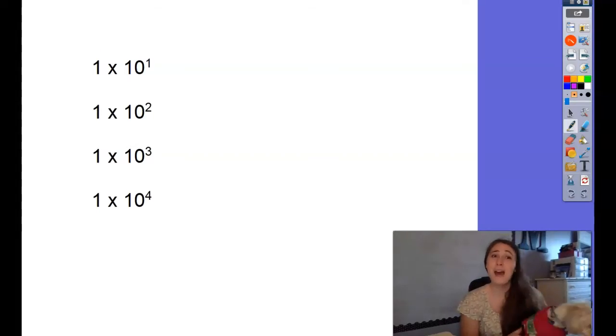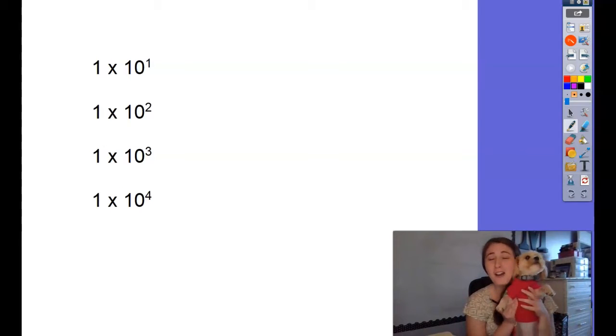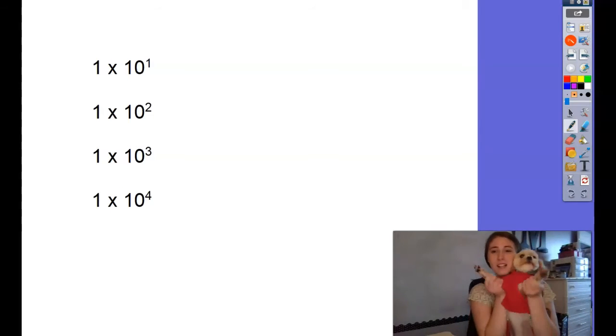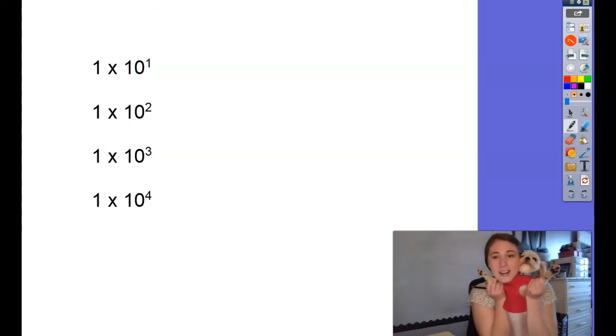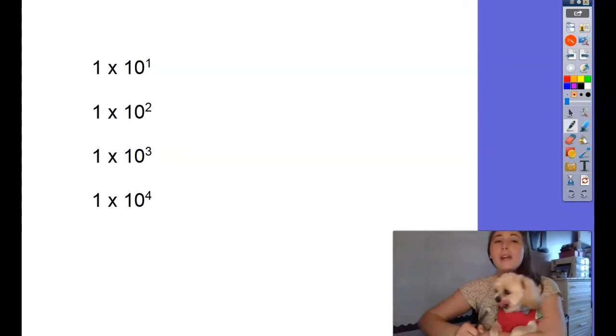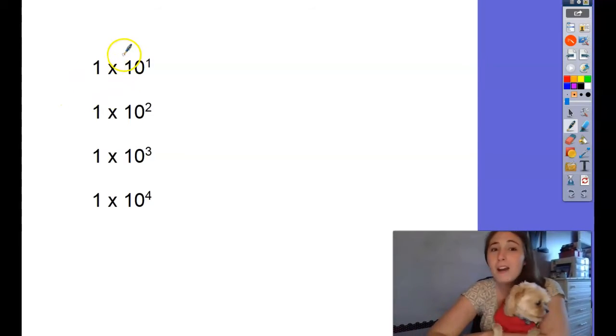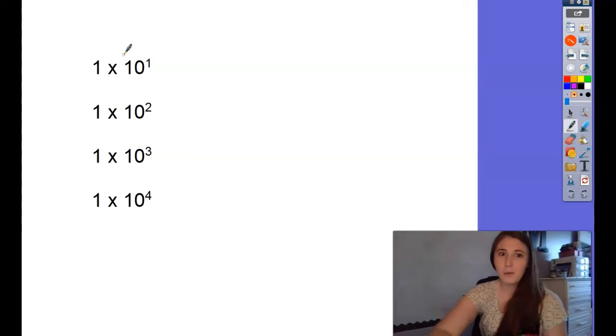Now that we notice our pattern, we're going to practice with our equations. And Toby's here to see how many treats he's going to get. So you better do your math so Toby can get his treats. So we are going to look at the patterns that we see when we have certain exponents.